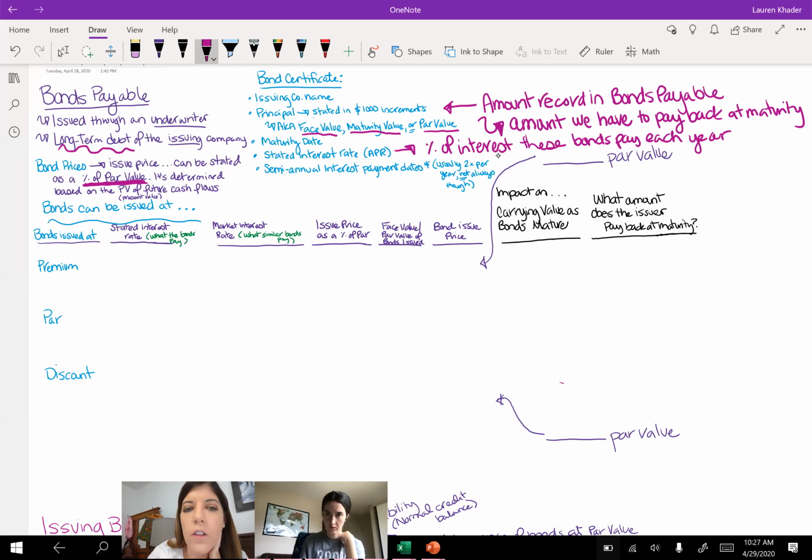For the second, or the last thing that's going to be listed on the bond certificate is the semi-annual interest payment dates. So when are these bonds going to pay interest to those bondholders? Most bonds pay out interest twice per year. Some of the examples that you have in practice problems or in your homework may pay interest once per year, and that would change some of your calculations. But for our examples and for most bonds, they do pay out interest 2 times per year.